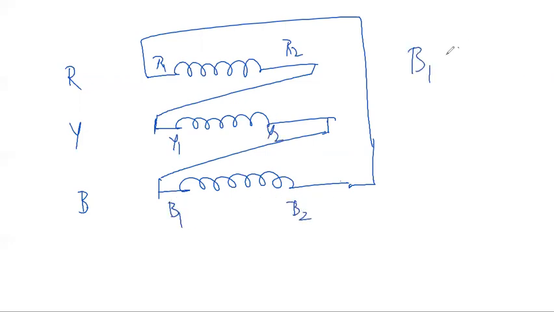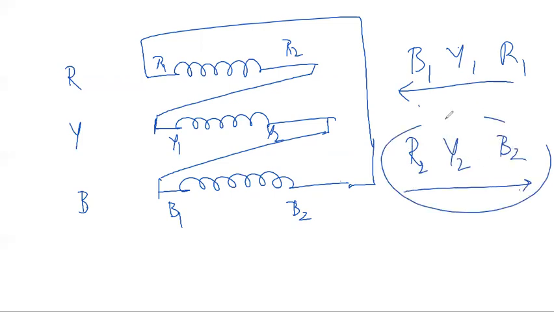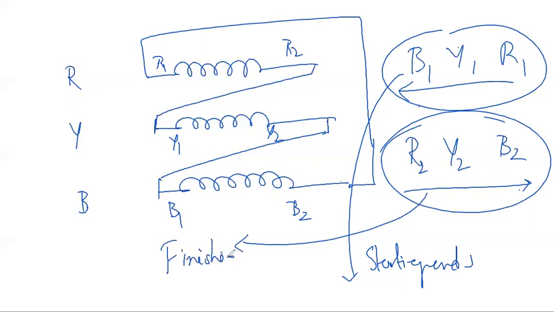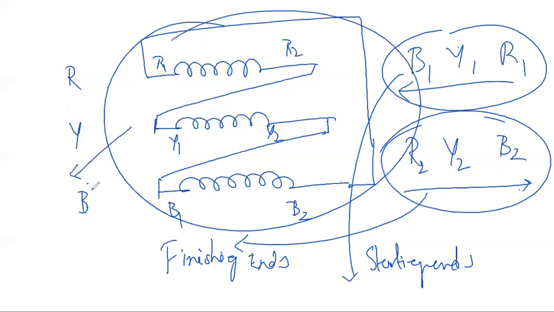So B1, Y1 and R1. So R1, Y1, B1, and the next ones R2, Y2 and B2 are said to be the finishing ends. So these are the starting ends and these are the finishing ends of the conductor. So imagine the motor to be having such a connection, that is a delta connection, of the windings that are being energized in a machine.